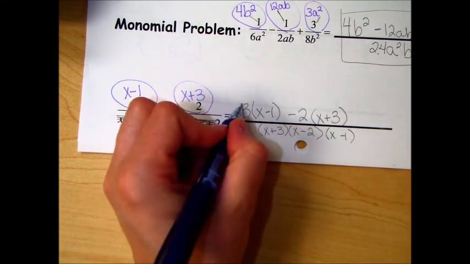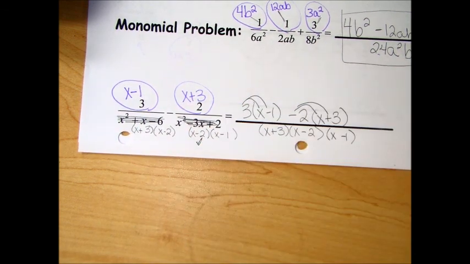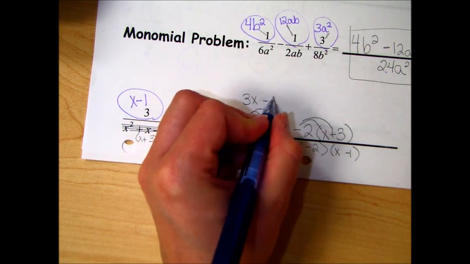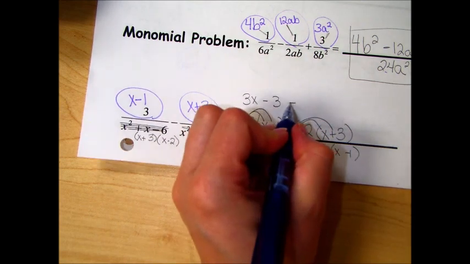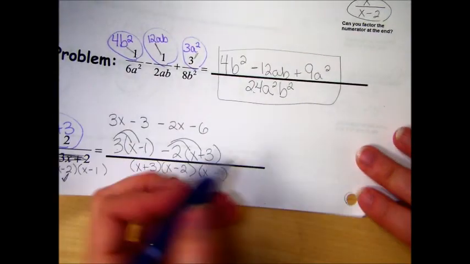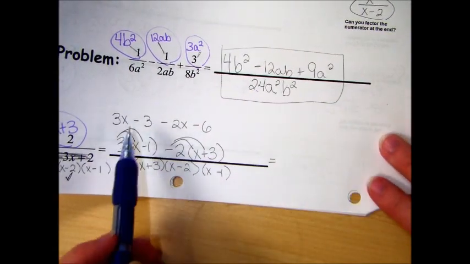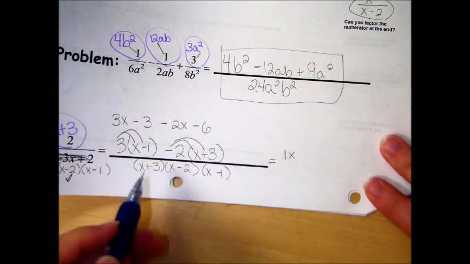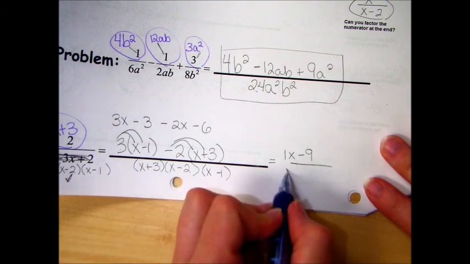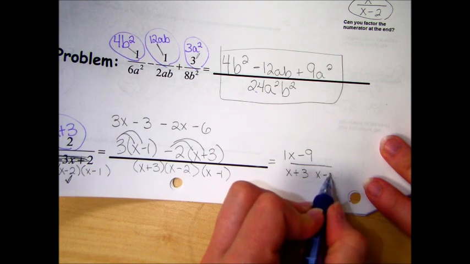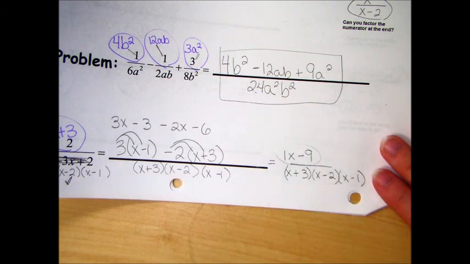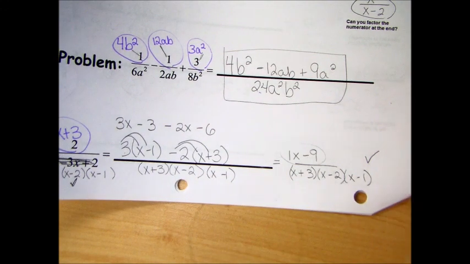Now it's time to distribute. This one's easier to distribute, at least. It's not as bad as the last couple have been. So that's going to be 3x minus 3 minus 2x minus 6. Now we combine. When we combine, 3x minus 2x is 1x. Negative 3 and minus 6 is negative 9. And all three things from the denominator just plop right down here. This does not factor, so the problem is done.